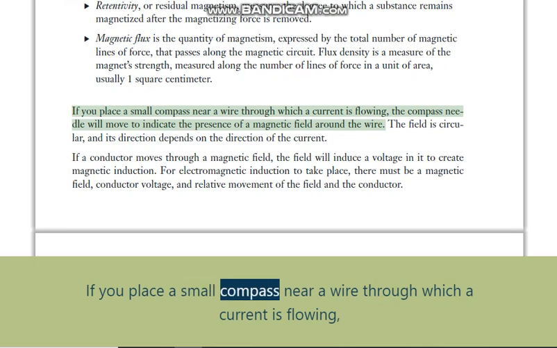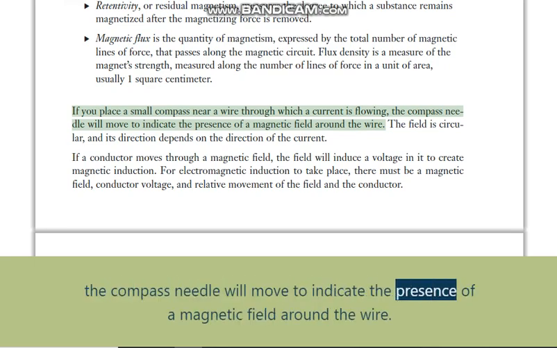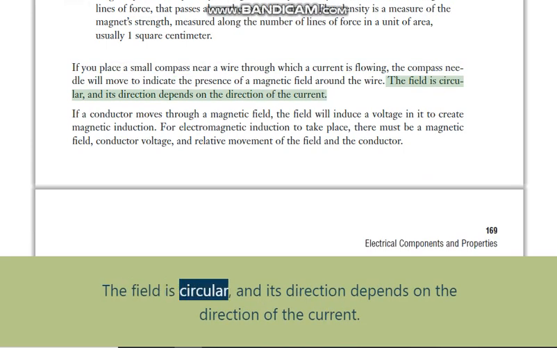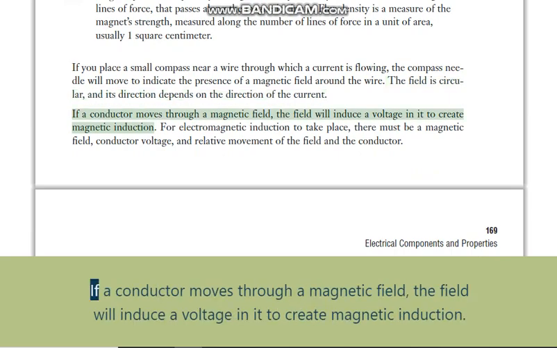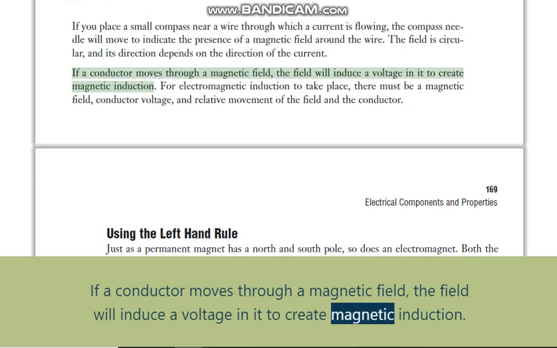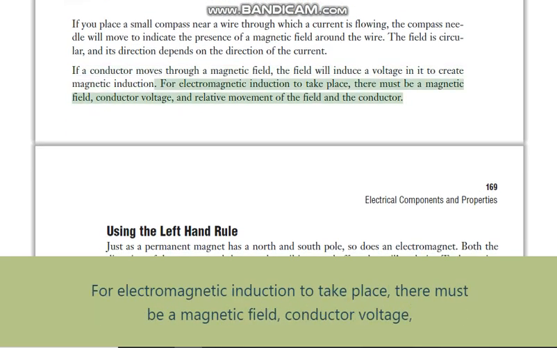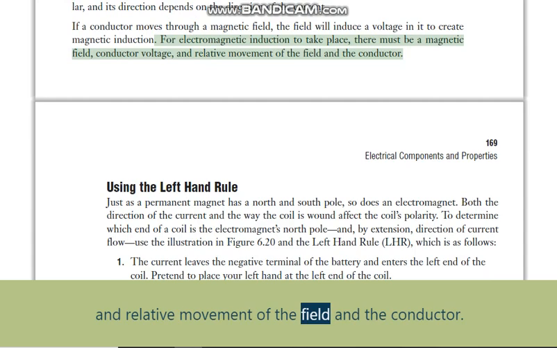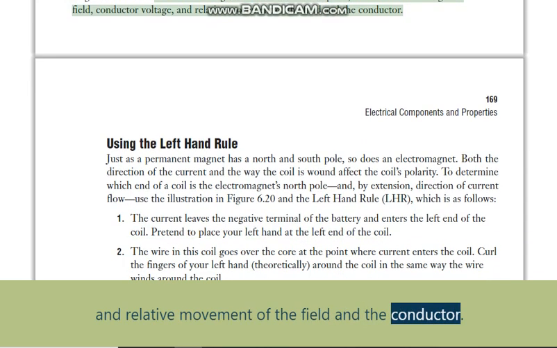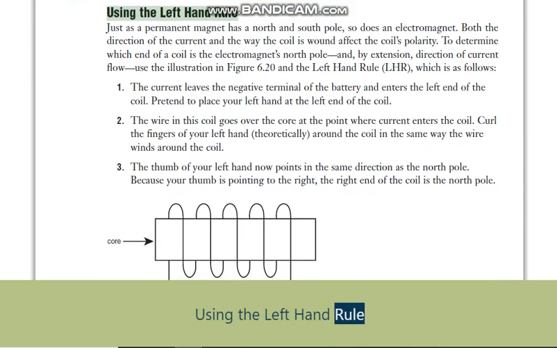If you place a small compass near a wire through which a current is flowing, the compass needle will move to indicate the presence of a magnetic field around the wire. The field is circular, and its direction depends on the direction of the current. If a conductor moves through a magnetic field, the field will induce a voltage in it to create magnetic induction. For electromagnetic induction to take place, there must be a magnetic field, conductor voltage, and relative movement of the field and the conductor. Using the left-hand rule.